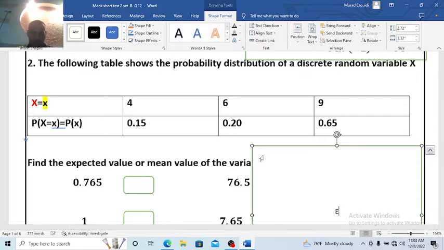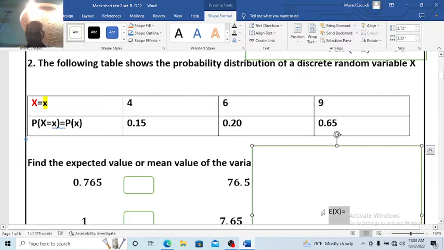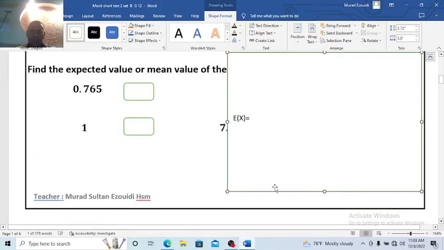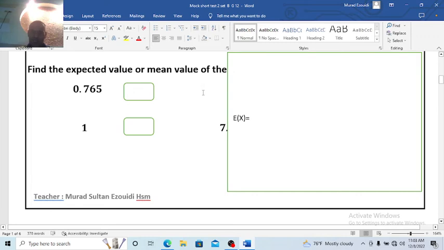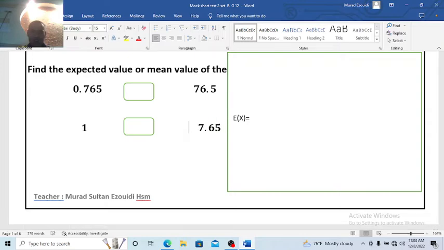Therefore, girls and boys, E of X, between parentheses capital X, in fact is equal to the sum. I will write it up if it is possible. Okay, no problem. So I will write E of X equal, then I will show, let's say, the solution here. This is the solution. Okay, the options, you are going to choose the correct one. So we have the expectation value as 0.765 or 76.5 or 1 or 7.65. Now I will first write the formula of the expectation.